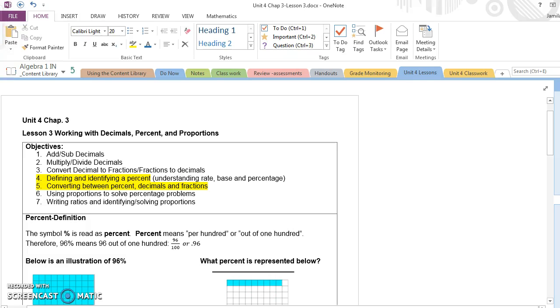Okay, so now we're in Unit 4, Chapter 3, Lesson 3. In this lesson, we're going to work on defining and identifying a percent and converting between percent, decimals, and fractions. Okay, so let's start. We're going to start off by defining a percent.